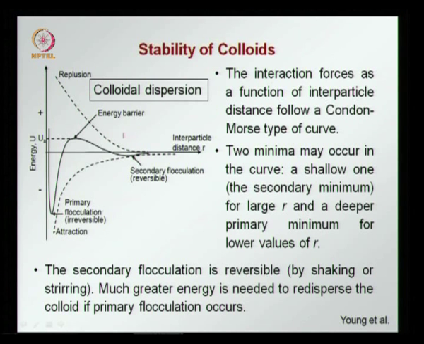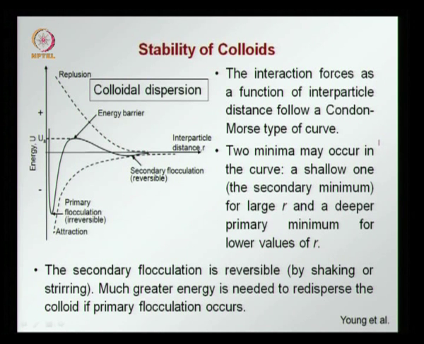This second drop is due to secondary flocculation which is reversible. The energy involved here is little, so a little bit of mechanical energy can disperse the particles again. However, once this energy barrier is crossed and the colloids have flocculated, causing primary flocculation, this is almost irreversible. The attractive energy is so high that the colloids are kept together as flocks or agglomerates.